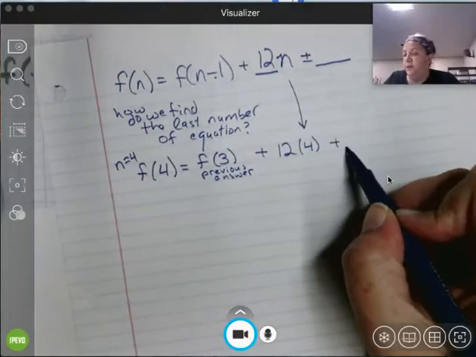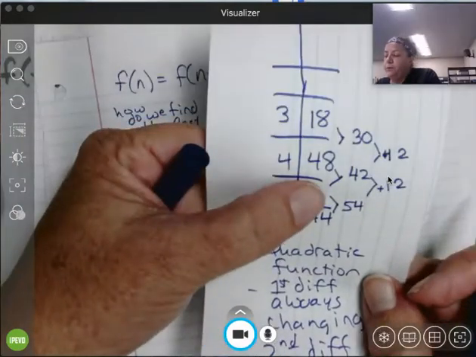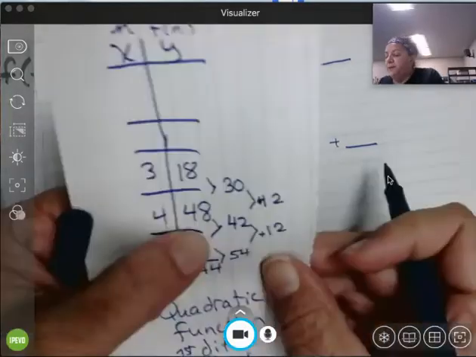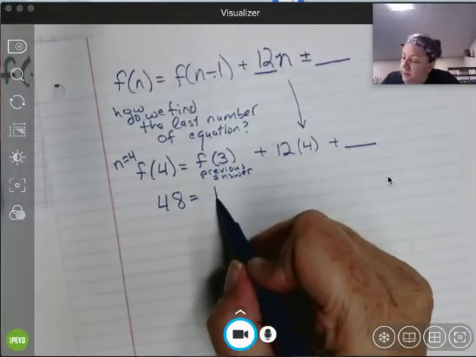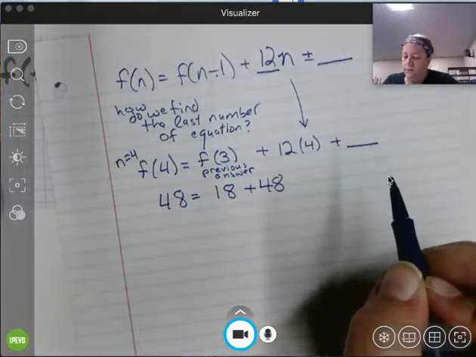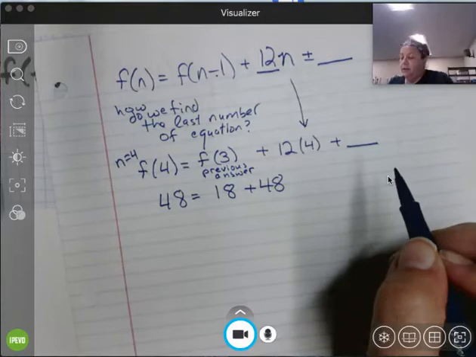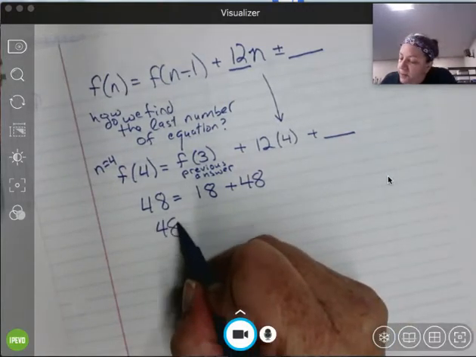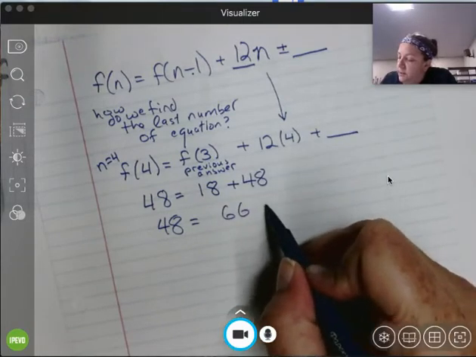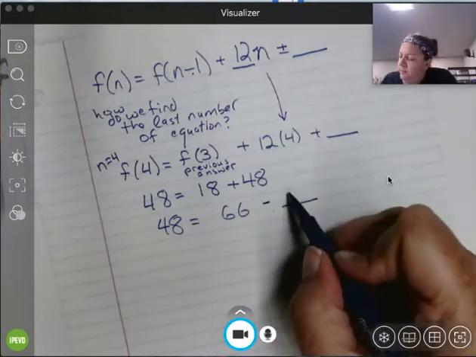What we're trying to do here is finish finding this mystery number, so we have our whole equation. So now I'm going to look here. f of 4 is 48, so I'm going to substitute 48. f of 3, the previous answer, was 18. 12 times 4 is, wow, 48. So this is going to give us an equation that says 48 equals 66 plus or minus some other number, so it's going to have to be minus some other number. And it looks like it's going to be minus 18.